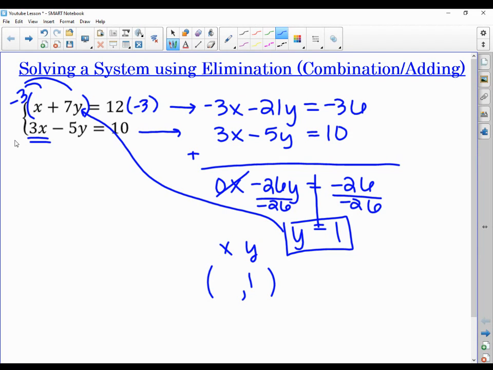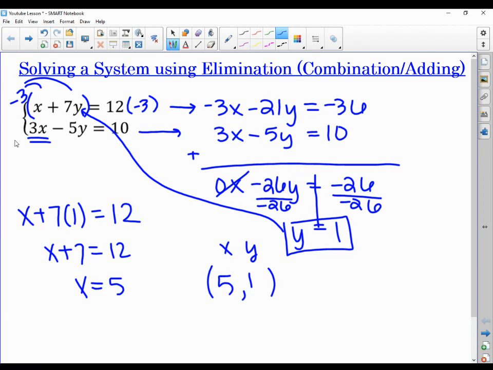So let's do that. I have x plus 7, but instead of y, I'm putting in 1 because y equals 1. So I have x plus 7 times 1 equals 12. 7 times 1 is 7, so x plus 7 equals 12, minus 7 on both sides, and x equals 5. So our solution is 5, 1. Awesome. You're done.